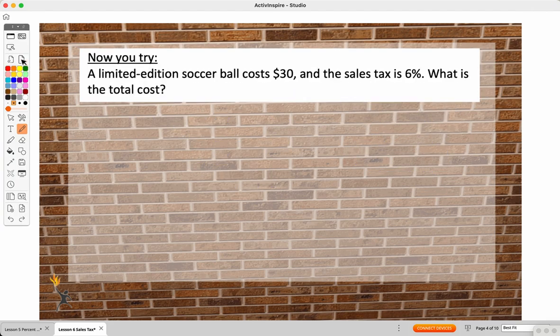All right, go ahead and help try to figure out this limited edition soccer ball that costs $30. How much would your total cost be if you had to pay a 6% sales tax?